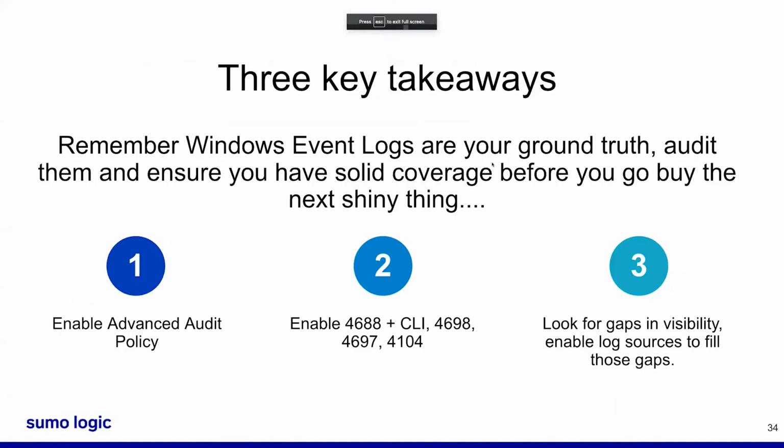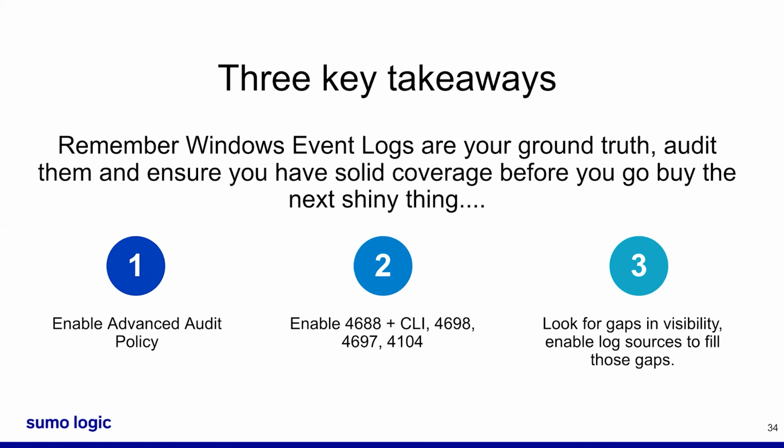Okay. So as we wrap up, the three key takeaways. This is probably what I would say are the most important things to remember. So event logs are your ground truth. You have to audit them and ensure you have solid coverage before you go buy the next shiny thing. This is building your house strong. You want multiple layers of defense. You have this stuff for free. So utilize it, make sure there are detections around it, make sure you hunt with it. It's there.